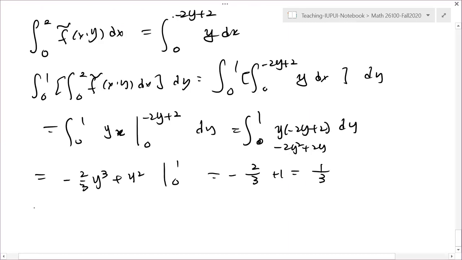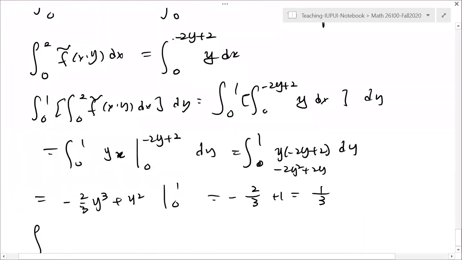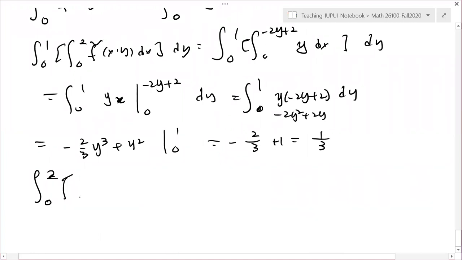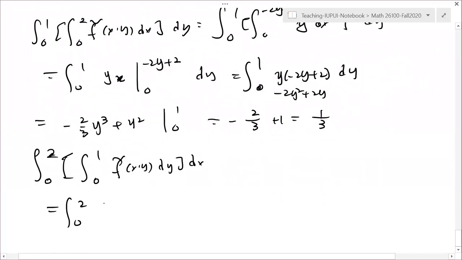All right. So we use the first version of the iterative integral, which is the integral from 0 to 2, and from 0 to 1, f2 dot xy dy and dx. In this integral, x is fixed, so y is between 0 and negative half of x plus 1. From 0 to negative half of x plus 1, and the function here is y. So dy and dx.